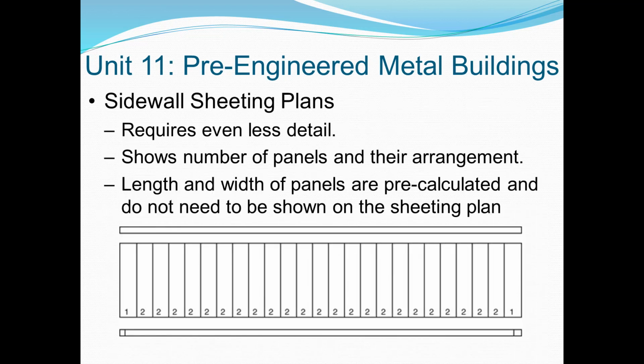The sheeting plans. Now this one does have some numbering on it. You notice that panels 1 are on each end and panels 2 are in the middle. Again, panels 2 would be equal dimensions. Panel 1 would be the leftover pieces, enough that they can cut those on site to make them fit. It shows the numbers of panels in their arrangement. Length and width of panels are pre-calculated. Again, there is information missing off of here. On our building, we are not going to do the sheeting plans, but you need to understand how they work.